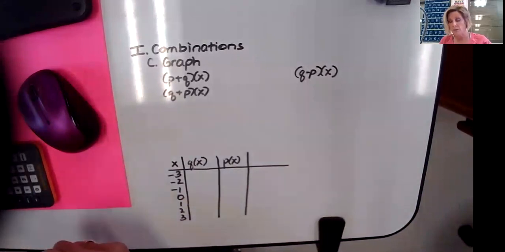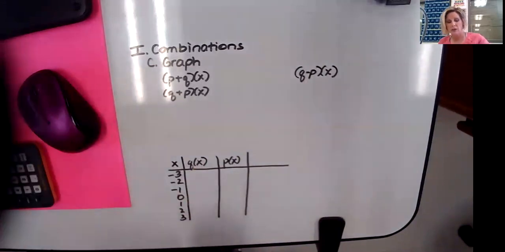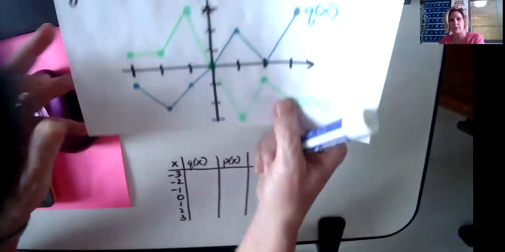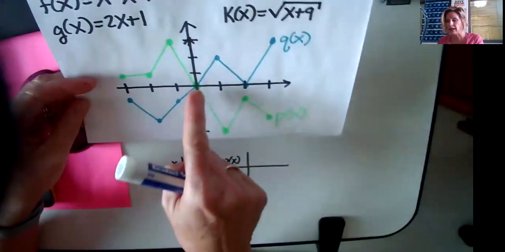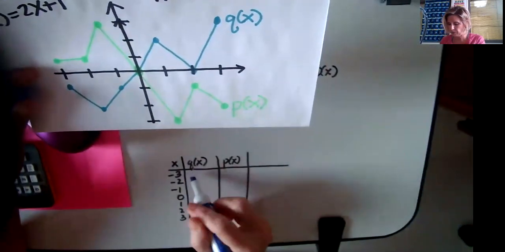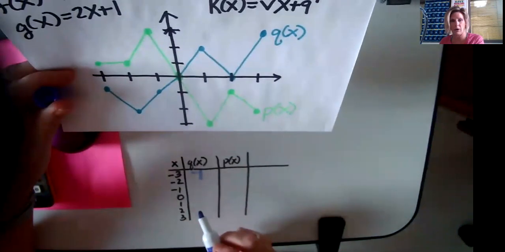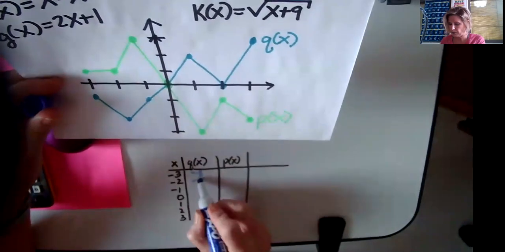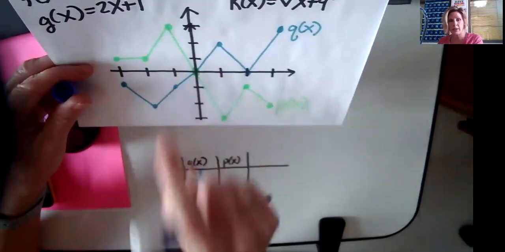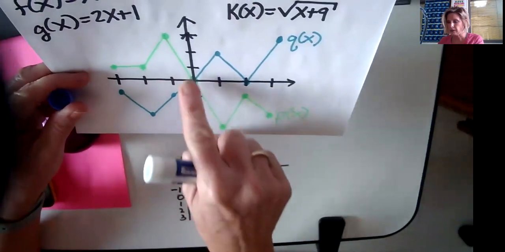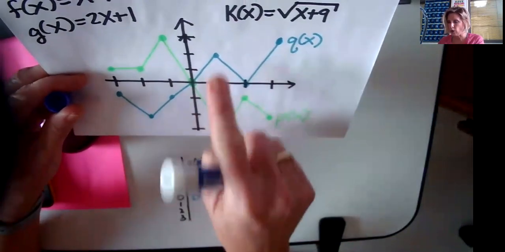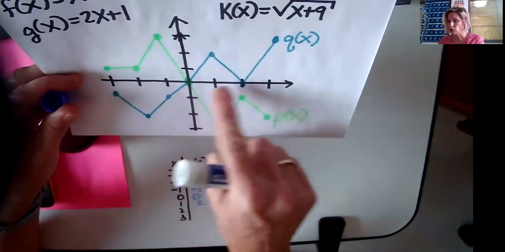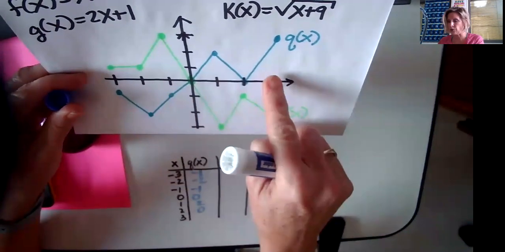Now, I know Q is blue. Tried to do that to help you. So if you'll go through and look at your Q graph, I see that the point -3, -1 is on the graph. -2, -2 is on the graph. -1, -1 is on the graph. 0, 0, 1, 2, 2, 0, and 3, 3.